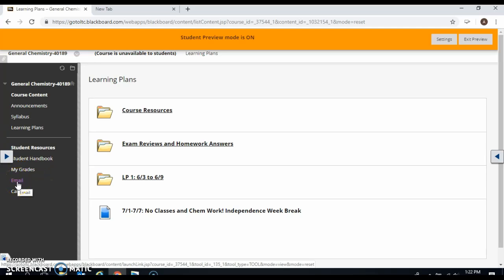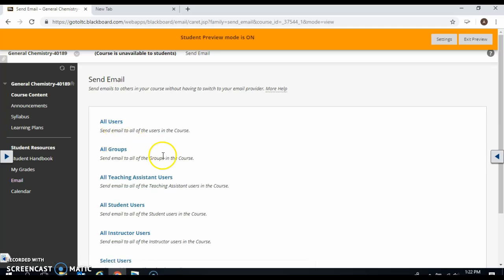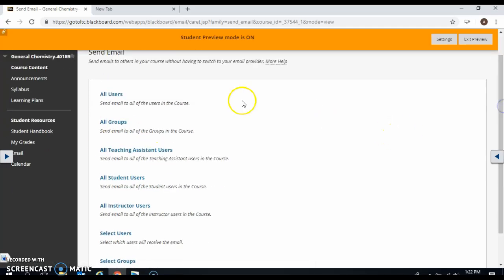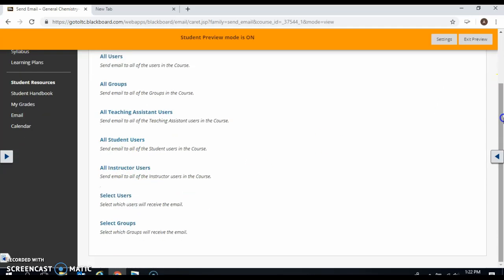There's also a cool email tool here. If you click on email, you can send an email to some other students, all students, or all instructors, or you can select just one individual to send an email to. All right, so that's a very useful tool.